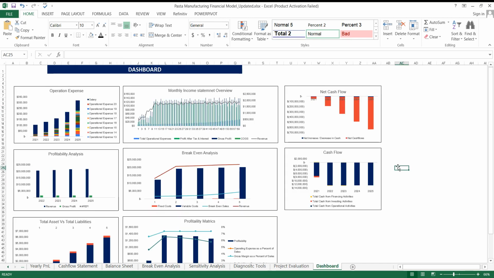Finally, moving on to the dashboard, which gives a very good visual representation of the financial performance of your company.